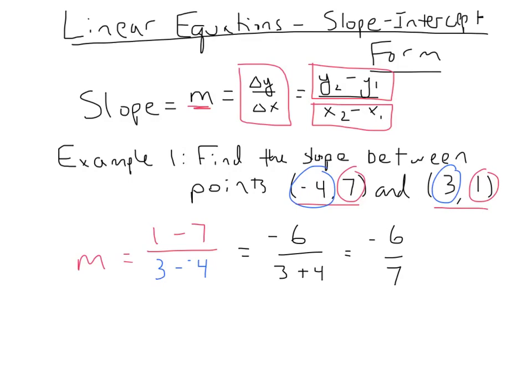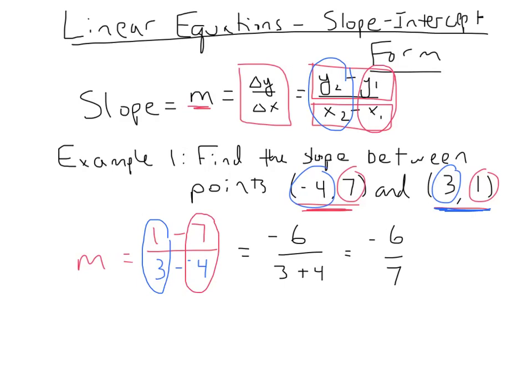Now please be very careful about what you choose to be your y2 and x2. They need to come from the same point. We notice looking right here the 3 and 1 both come from this second point. And likewise, we need to be careful that the y1 and the x1 come from the same point, just as the 7 and the negative 4 both come from the first point right here. If you screw that up, you're going to have a bad time.